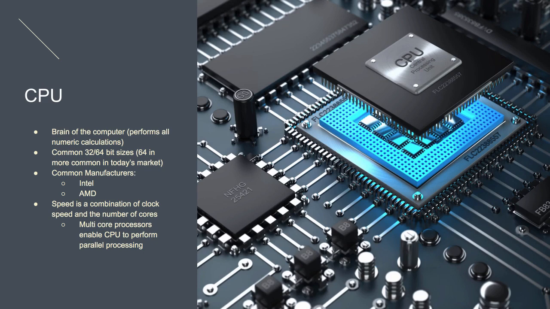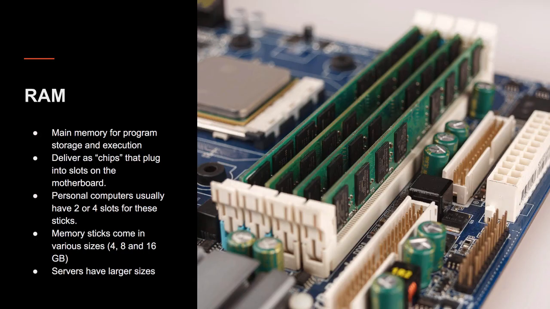So let's go ahead and look at the next component. So the next component we'll look at is system memory, or RAM, for random access memory. This is the main memory for the computer for program storage and execution. And these are delivered as chips that plug into slots on the motherboard. We showed really in the previous slide what those slots look like.